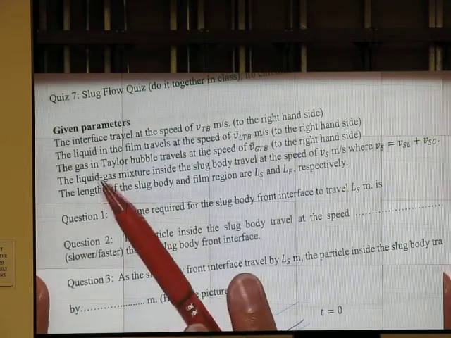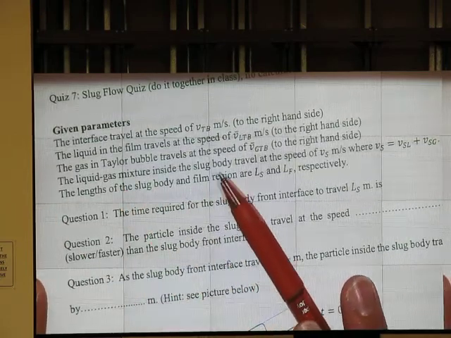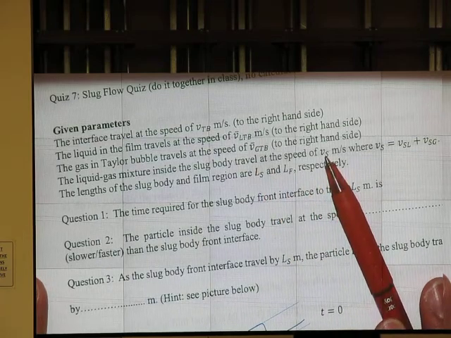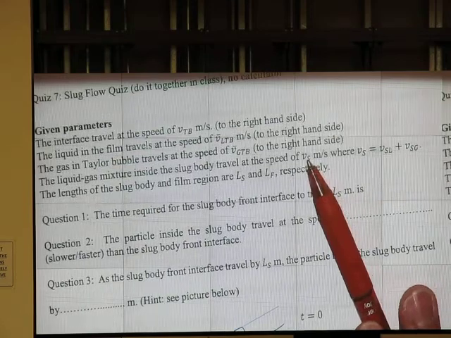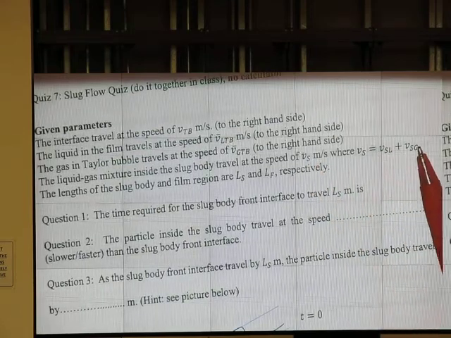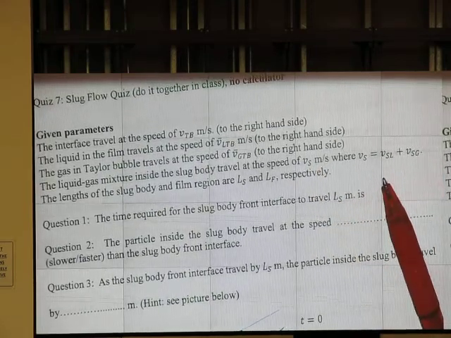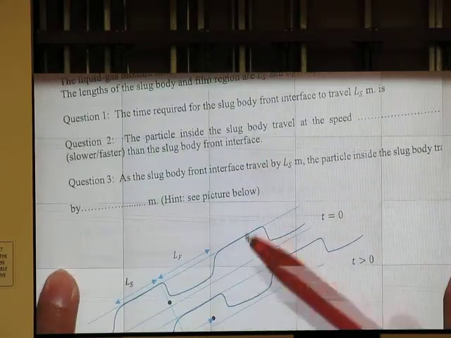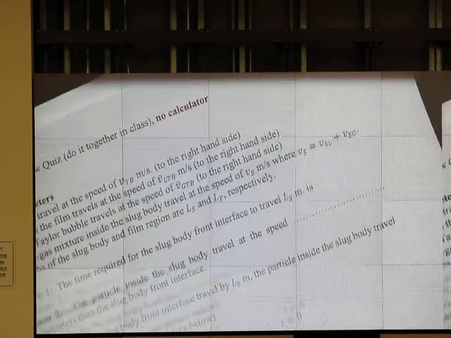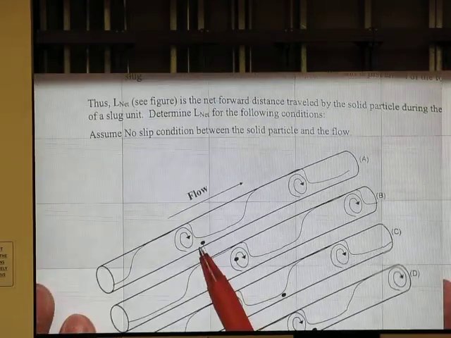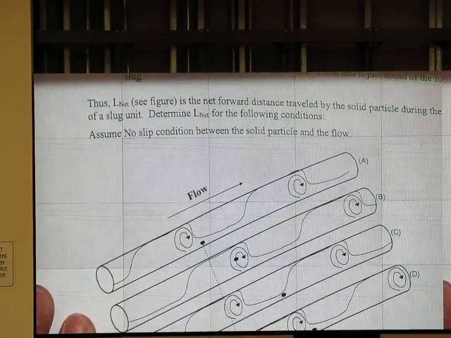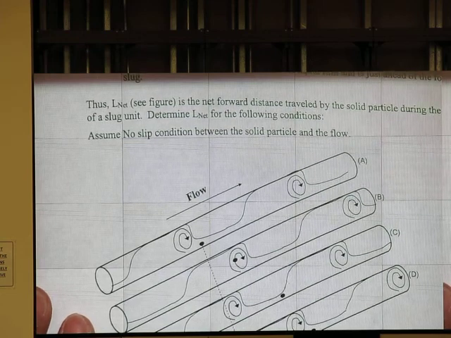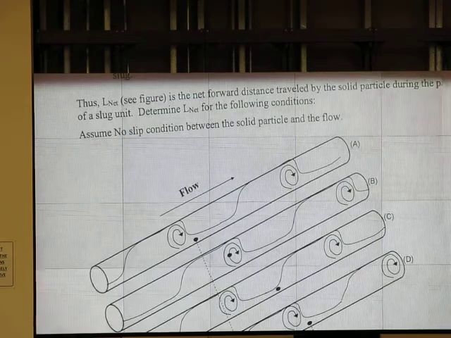So the liquid gas mixture inside the slug body travels at the speed of Vs, the mixture velocity, and the mixture velocity is just VSL plus VSG. By now, everything that we do here is just the explanation about how the fluid element inside the slug body moves slower. So this is not about gas treating. Okay, we go back to the slug flow.